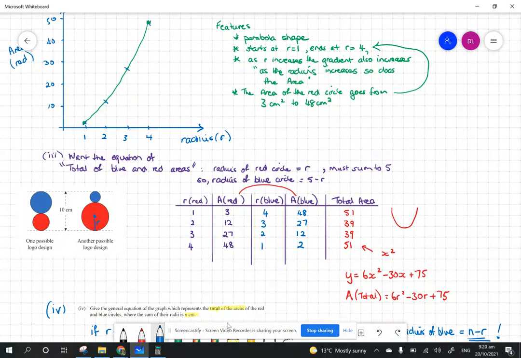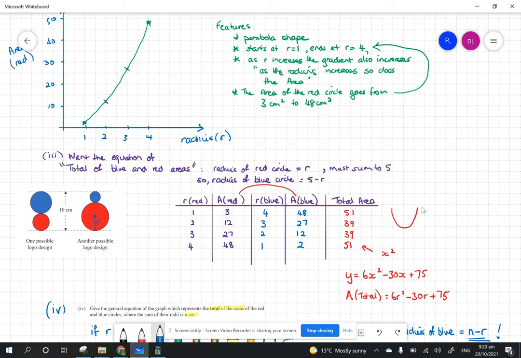Hi, we're doing tables, equations and graphs, 2018 paper, and we're doing question 3b, and this is the third video that we're doing to complete this question. Last time we wanted to work out part 3 of the question: the equation of the total of the blue and the red areas. We got to the stage where we worked out the total area, which was that.